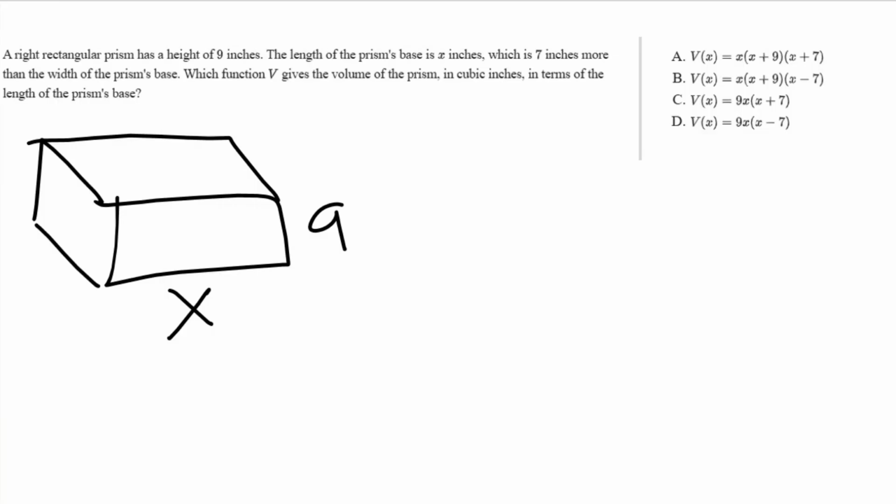So we know, therefore, that the width of the prism's base is going to have to be x minus 7, since we know that the width is 7 more inches. So 7 more would take us back to x. So that means that if you were finding the volume, if you look at our reference sheet, it's going to be length times width times height.